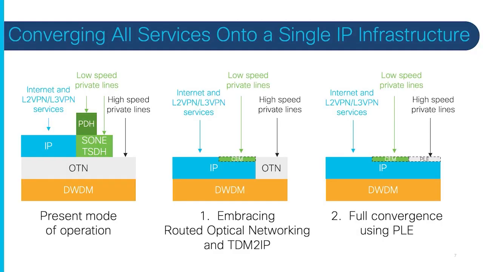IP MPLS infrastructure that carries IP native services, carries low-speed private lines using circuit emulation, or what we often call a TDM to IP approach. And then third, we're actually using private line emulation to carry all the rest, the high capacity private line services as well. So now you have a single network using IP MPLS and underneath DWDM to scale the optical capacity. So with this approach, we actually now can carry all the private line services and we have a common network.